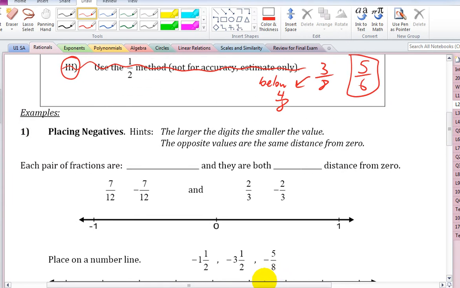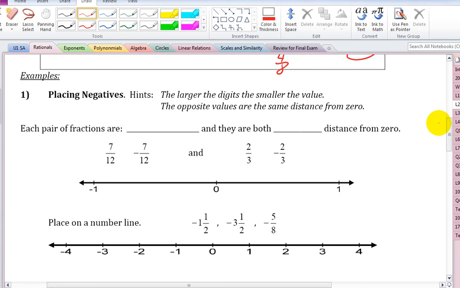Okay, negative signs. We're going to place these on the number line. You've got to be careful. The larger the digits, the smaller the value, and opposite values are the same distance from 0. Below here, each pair of fractions are opposites. One's positive, one's negative. That makes them opposites, and they are both equal distance from 0.